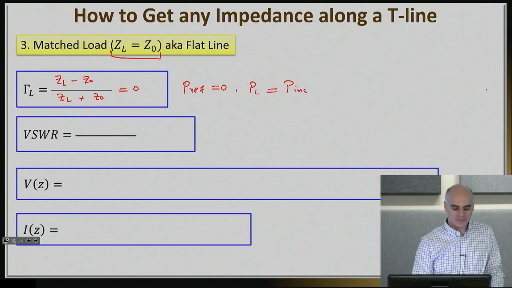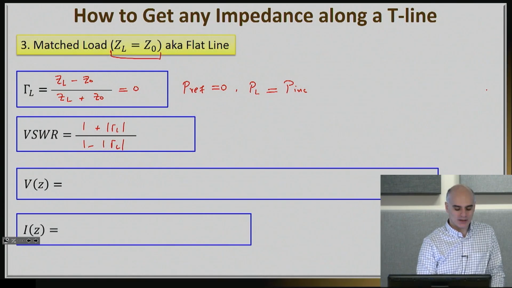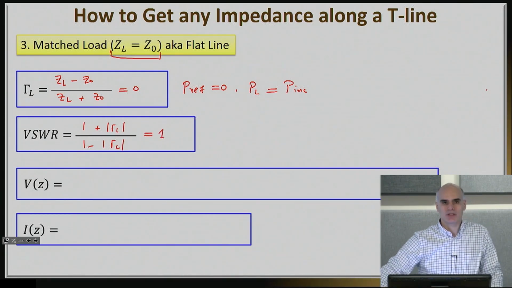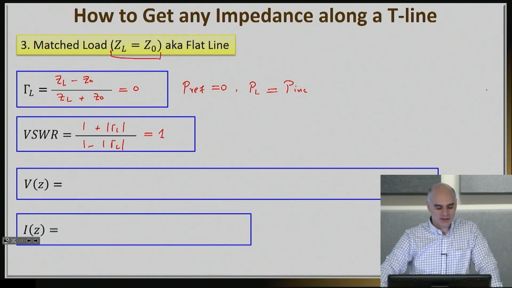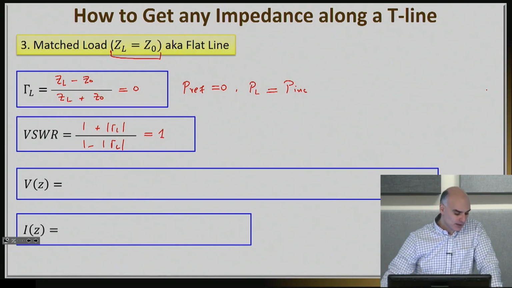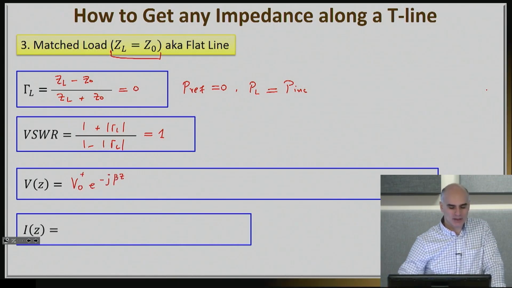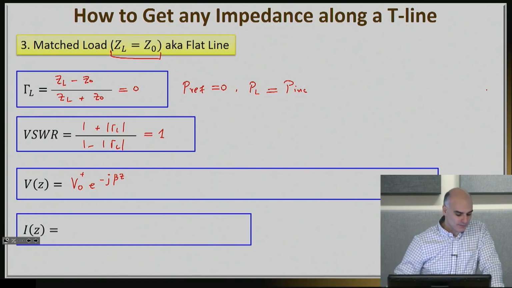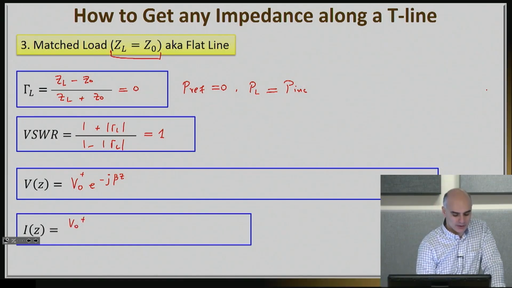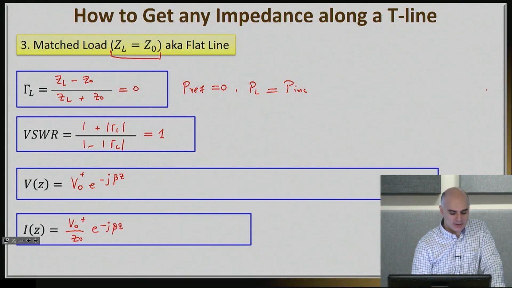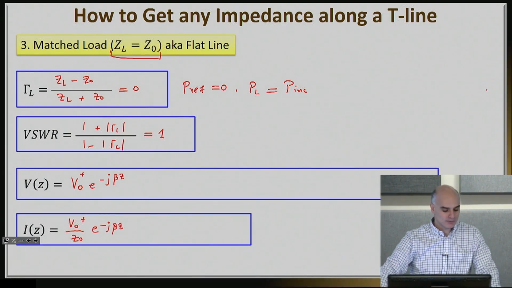The VSWR, which is 1 plus gamma L over 1 minus gamma L, is going to be 1, which, as we discussed before, is the minimum value that you can get. Now, the V of z has only the incident wave, so it's V naught plus e to the negative j beta z, while the I of z is also very simple: V naught plus divided by Z naught, e to the negative j beta z. There is no reflected wave here, so both are very, very nice.